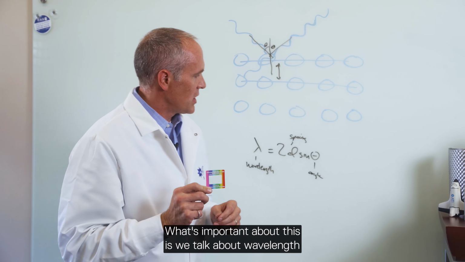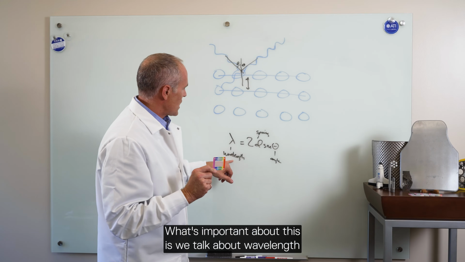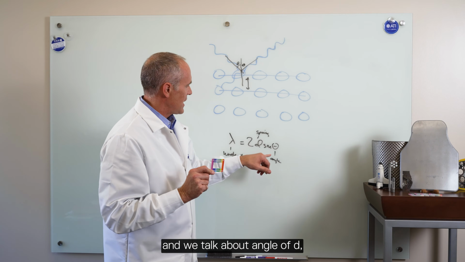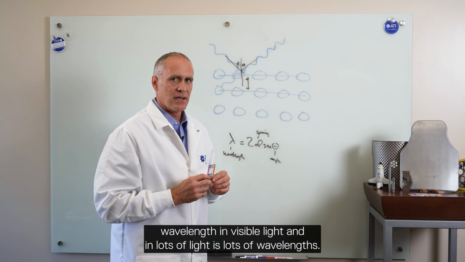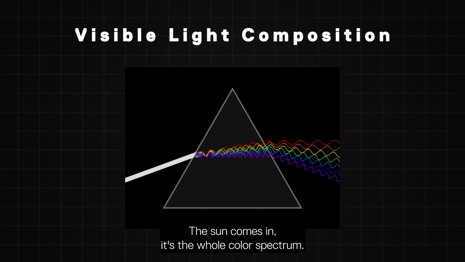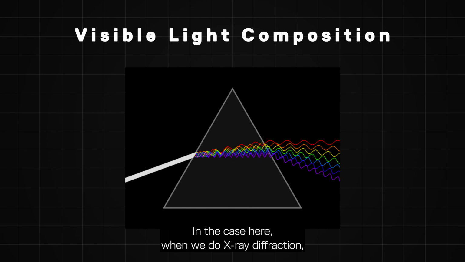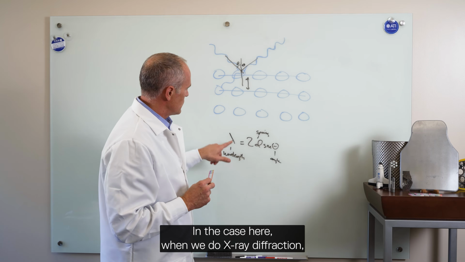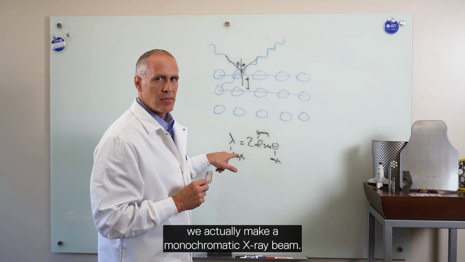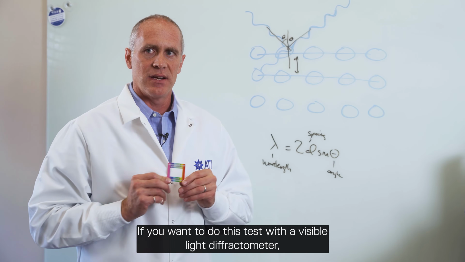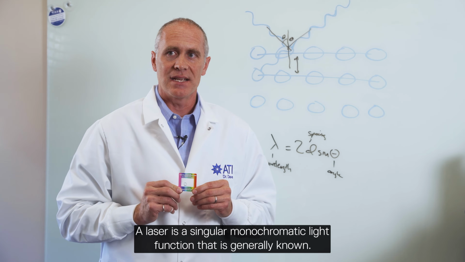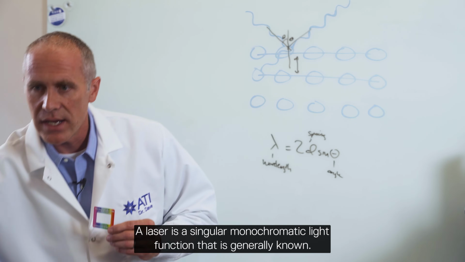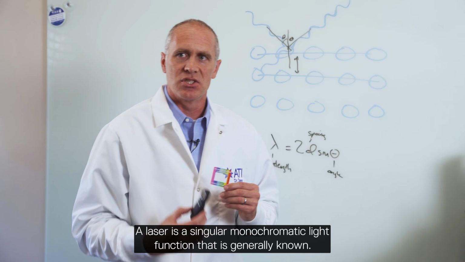So what's important about this is we talk about wavelength, right? And we talk about angle and d. Visible light and lots of light is lots of wavelengths. The sun comes in, it's the whole color spectrum. Those are all different wavelengths of light. In the case of X-ray diffraction, we actually make a monochromatic X-ray beam. If you want to do this test with a visible light diffractometer, then you have to pick a laser. A laser is a singular monochromatic light source that is generally known.